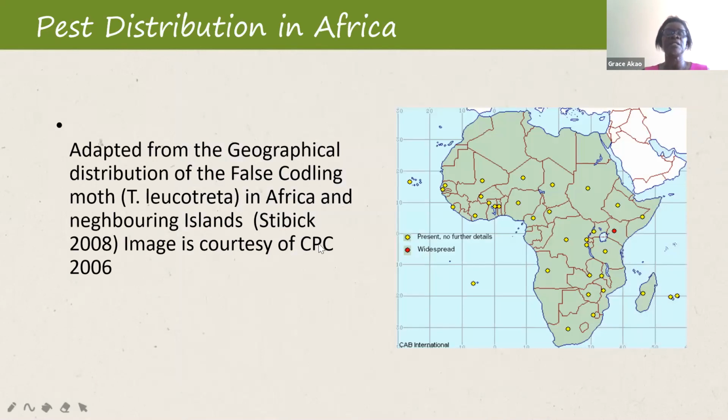If you can see this particular screen, I was saying that the FCM has its center of diversity in Africa, and in particular sub-Saharan Africa. You see the African continent, and the yellow marks are where the pest is found. Kenya has a widespread distribution. Of course, I know that even all these other areas have widespread distribution. You can see the African islands of the ocean still have it.